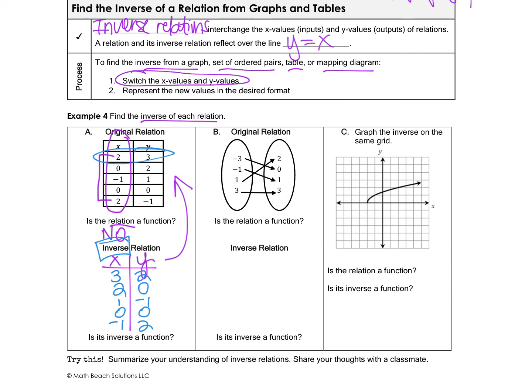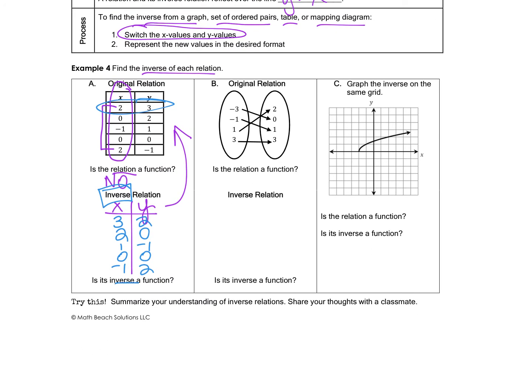So once we switch them, then it asks, is the inverse a function? So now we're looking at these x values, 3, 2, 1, 0, -1. Notice none of them repeat, so yes, this inverse would be a function. Okay, so let's go on to part B. This time we have mapping. So it says, is the relation, which is the original, a function? So notice there's only one line here, one line here, one line here, and one line here, which means all of those x's are different. So this would be a function.